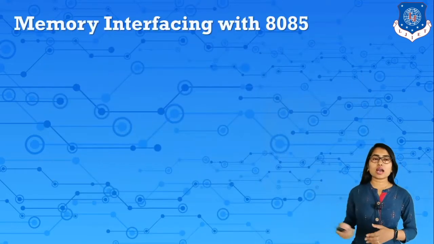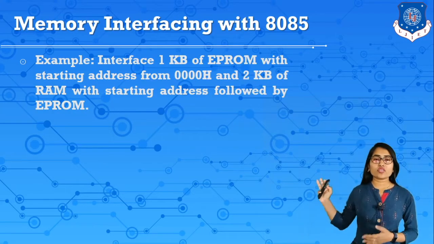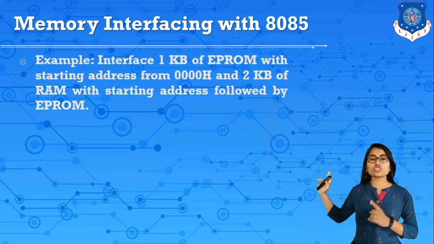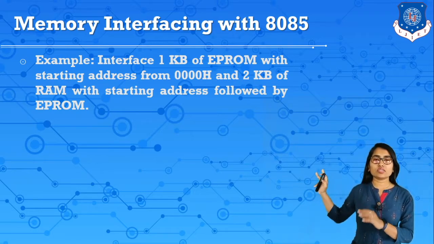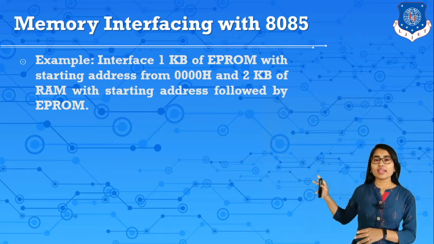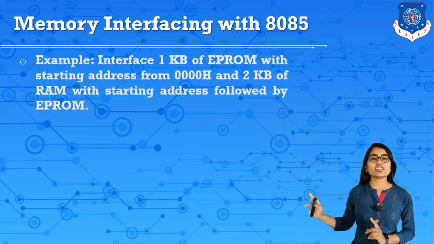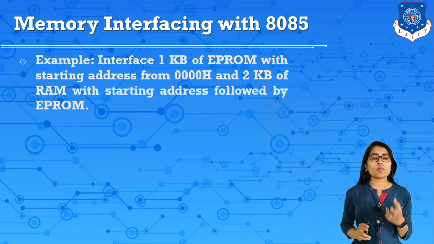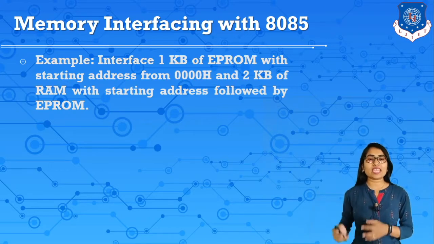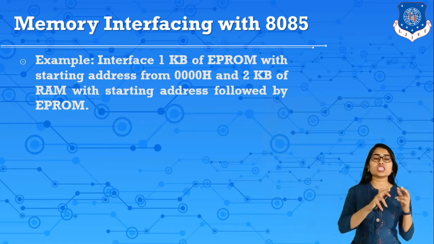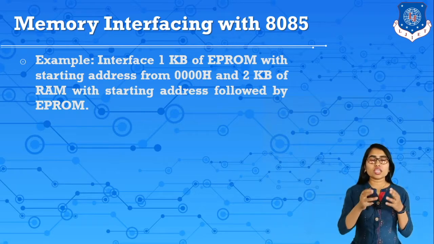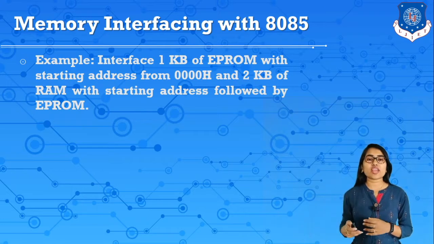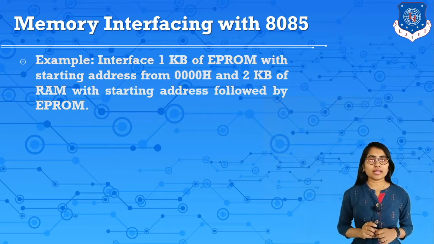Here one example is given: interface 1 KB of an EEPROM with a starting address of 000H. This starting address is given in hexadecimal form, and 2 KB of a RAM with a starting address following the EEPROM. So here we have two memories, the EEPROM and this RAM. We have to connect the EEPROM and RAM with the 8085. How can we transfer data to and from the EEPROM and the RAM? So we have to design a memory interface.